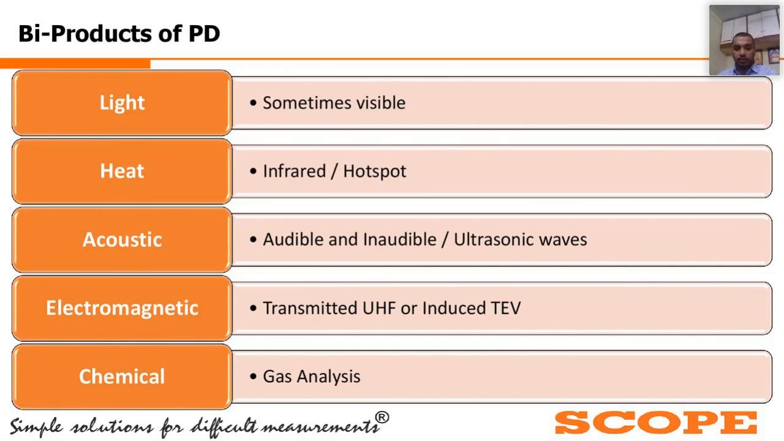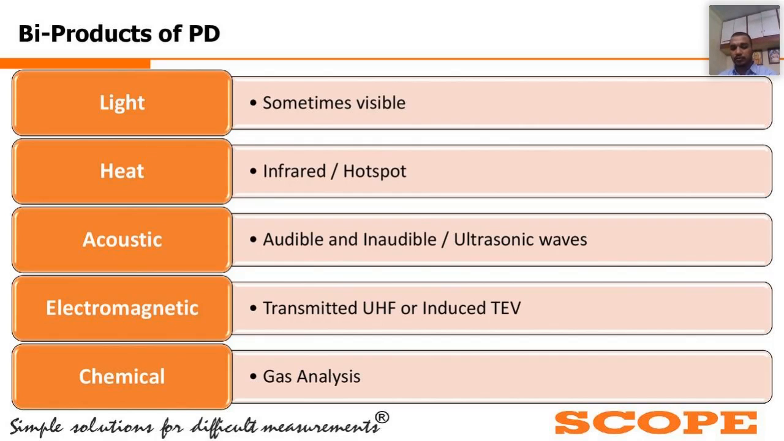Now I'll be switching to this last one. There is one more thing, the chemical reaction that takes place whenever the partial discharge is there, because we have insulation of different kinds, like epoxy insulation, ceramic insulation, and whatnot. So some chemical reaction is always taking place, and to take care of that, we use gas analysis methods.